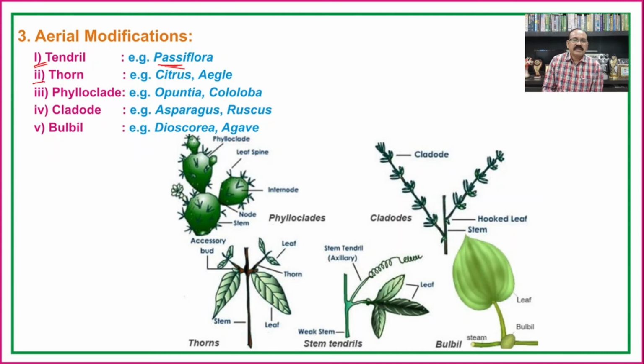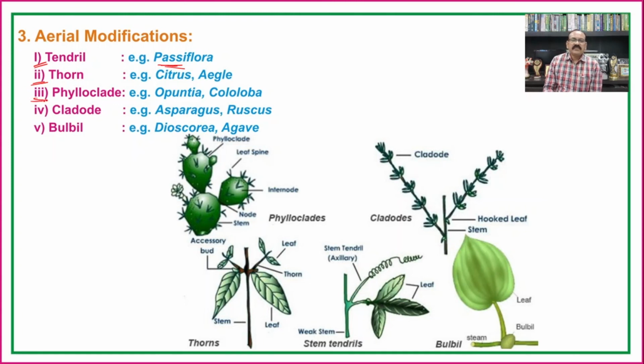Then the second modification is a thorn, that is Citrus, as well as Aegle marmelos, that is bael. In both these plants, we will find that here there is a development of the thorns from the stem, or the stem is modified into the thorn.